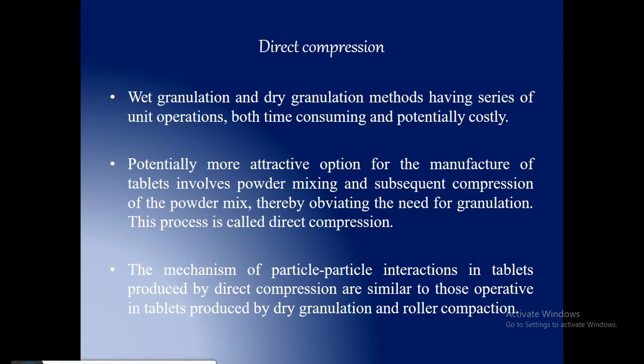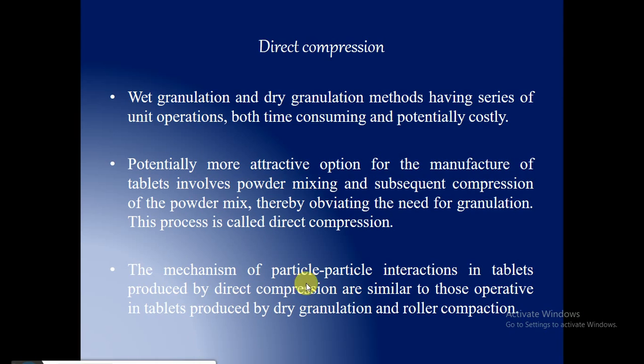In the previous lecture we have already talked about different manufacturing processes like dry granulation and wet granulation. This is the third method used for the manufacturing of tablets, that is direct compression. Wet granulation and dry granulation methods have a series of unit operations, both time consuming and potentially costly. A potentially more attractive option for manufacture of tablets involves mixing and subsequent compression of the powder mix, thereby avoiding the need for granulation. This process is called direct compression.